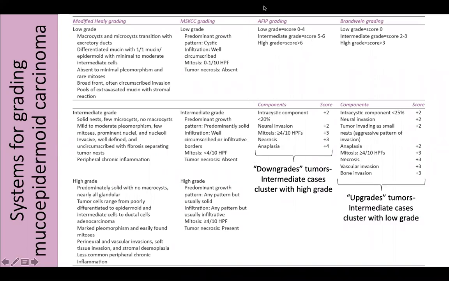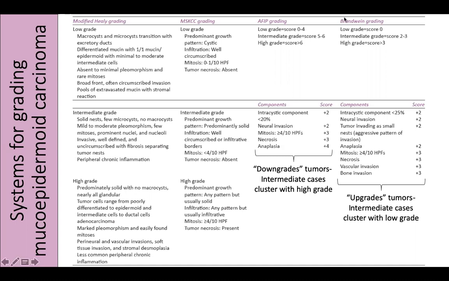The AFIP system famously downgrades tumors. So as a result, the intermediate cases, what's left in the intermediate category will be more aggressive, right? Because a lot of those other intermediate tumors are being downgraded to low grade.